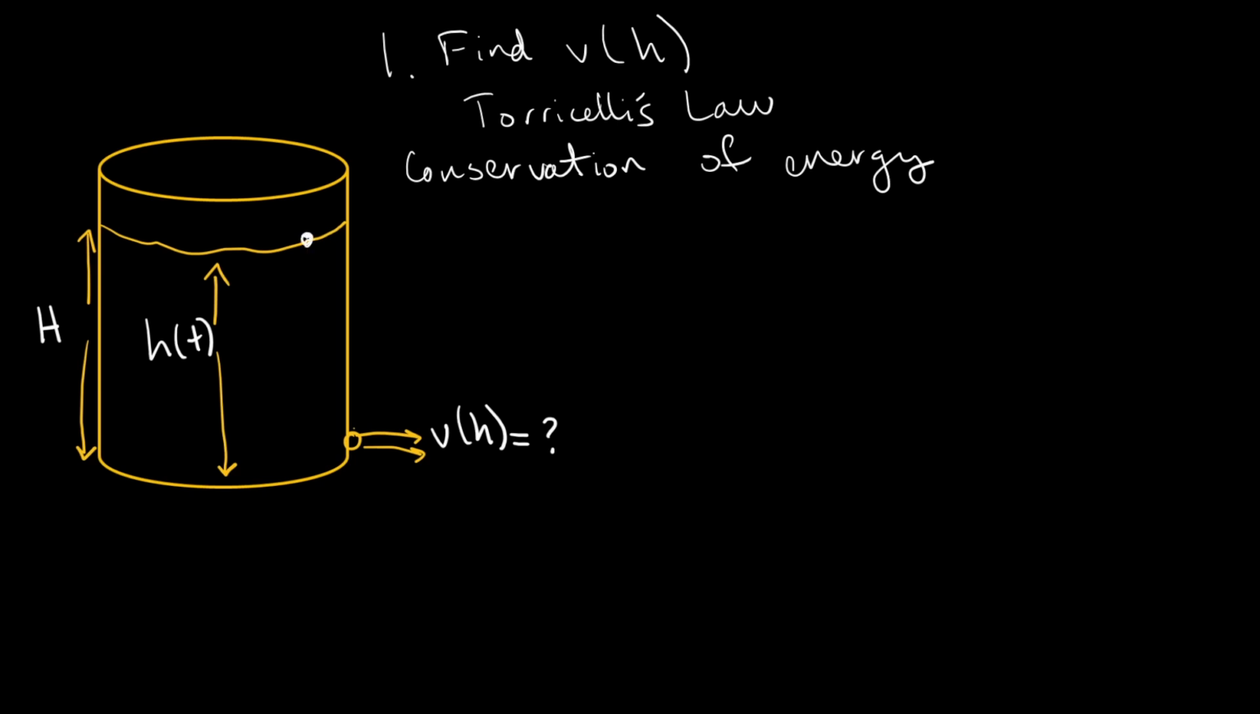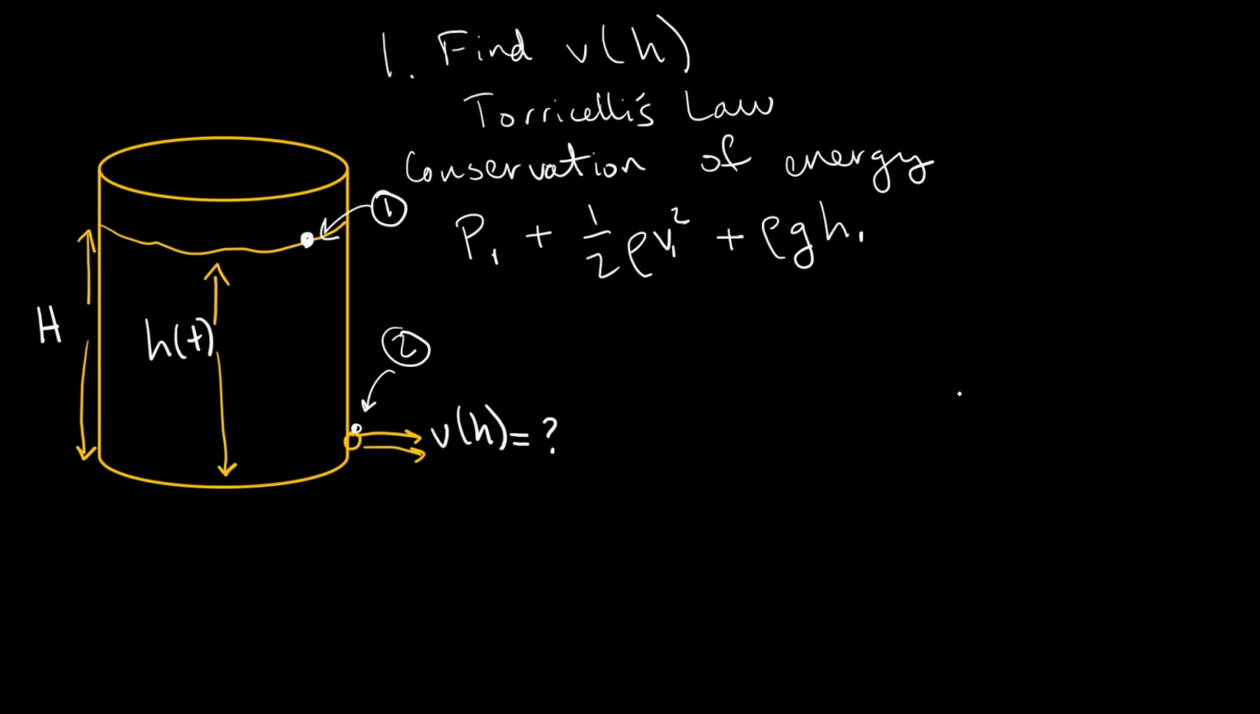So let's start with one point at the top of this tank. This point here we'll call point 1, and a second point right at the outlet here. We're going to call that point 2. What we can do is outline the different kinds of energy in this problem. So we have the pressure, P1, plus 1/2 rho V1 squared. This is the kinetic energy at this point, plus the potential energy, which is going to be rho g H1, the height of point 1. And this is going to be equal to those same quantities evaluated at point 2. So that's P2 plus 1/2 rho V2 squared plus rho g H2.